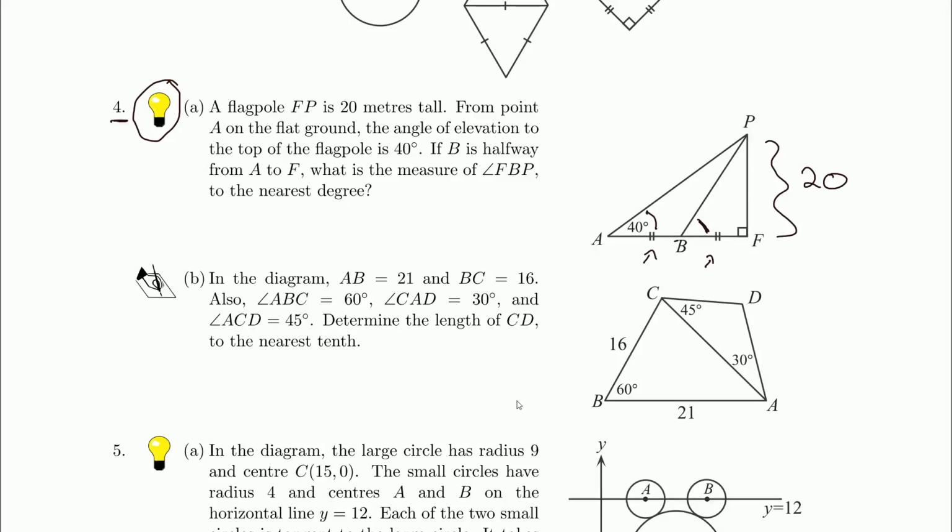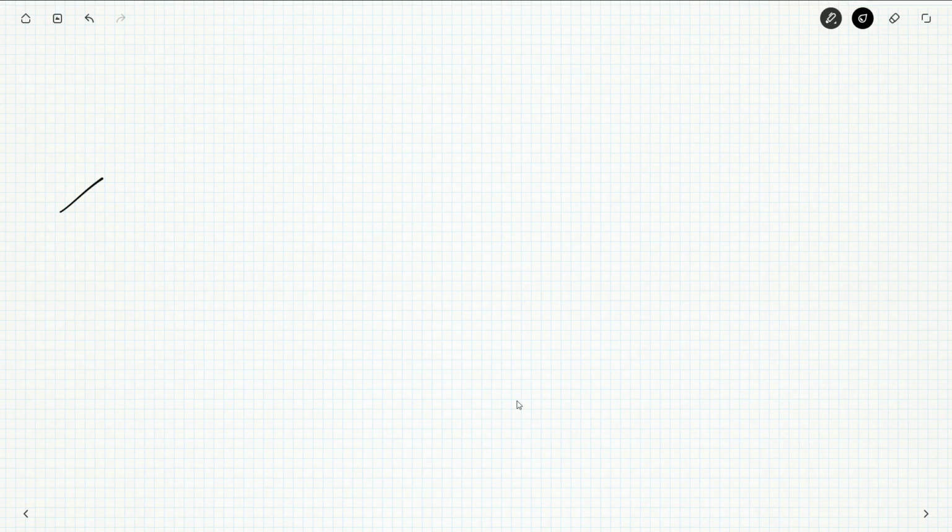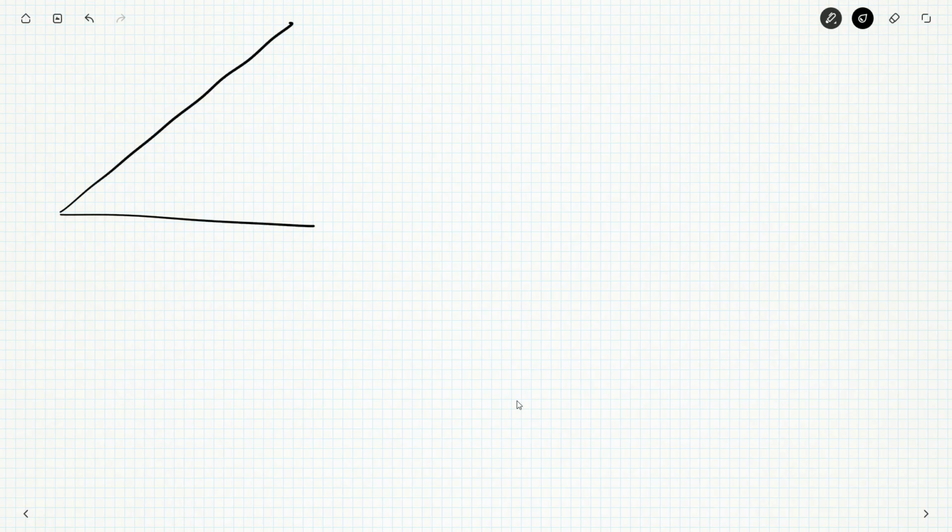Okay. So, one thing they tend not to point out is the flagpole is sticking straight up out of the ground, and so we have a right angle here at F. And with right angles and some sides, we can use trigonometry to figure out things like AF, and then from there BF, and then use trigonometry to get this angle here. So that's the plan of attack, and we'll just go over to our notepad, draw the picture a little bit. Top of the flagpole, F, A, and then B is somewhere in the middle.